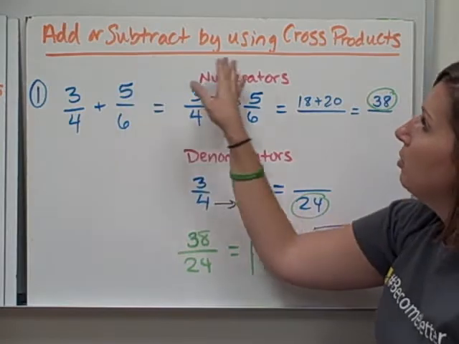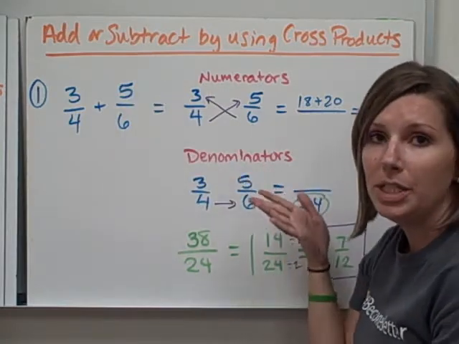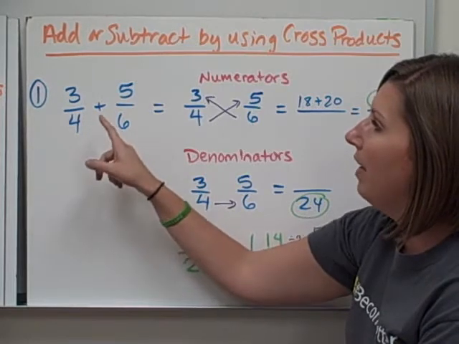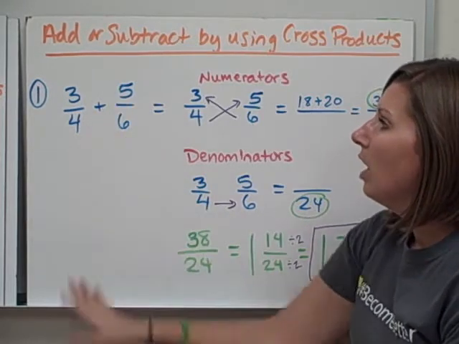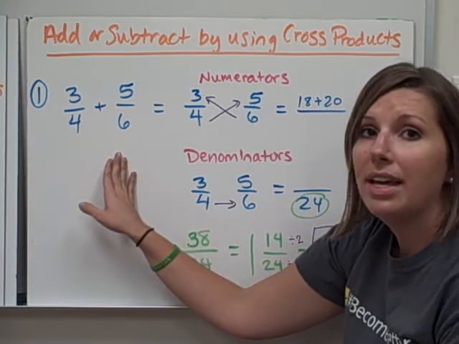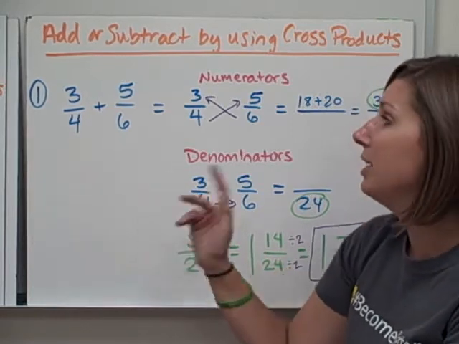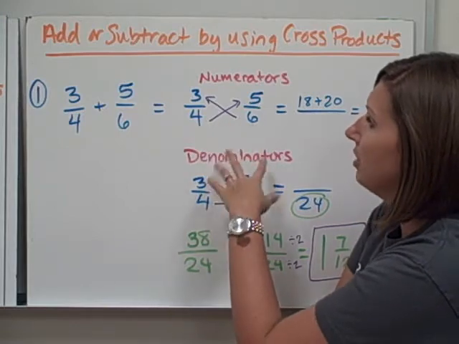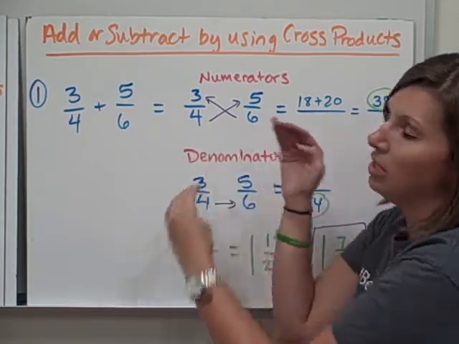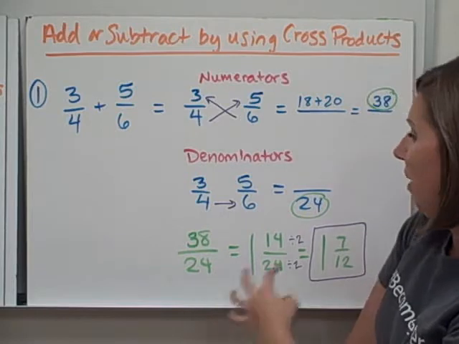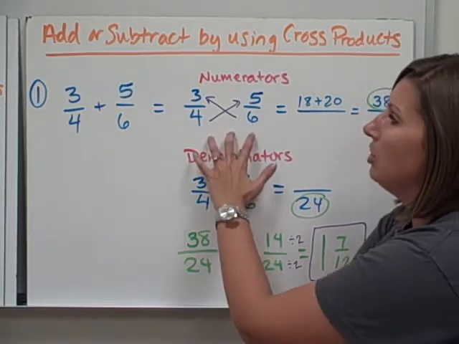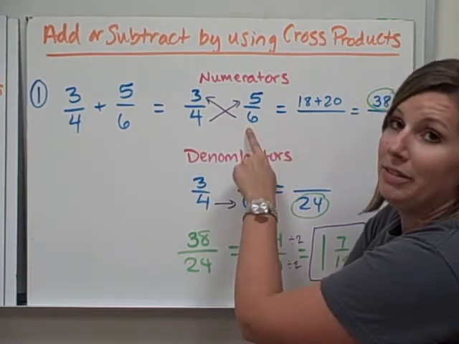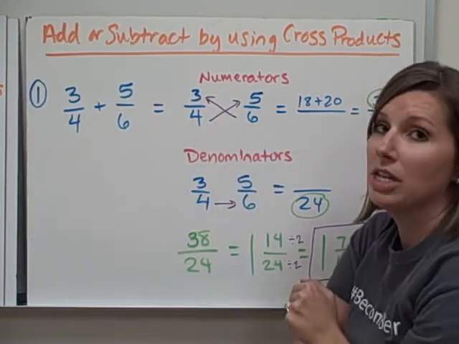If I'm to add or subtract by using cross products, this is what I would do. I have 3/4, and I would like to add that to 5/6. They do not have a common denominator. But what I can do is take a look at the numerators and the denominators, and I can use cross products to find my answer. This is how I'll change the numerator. I multiply literally across the fraction.